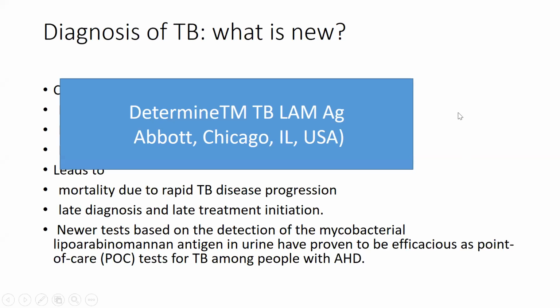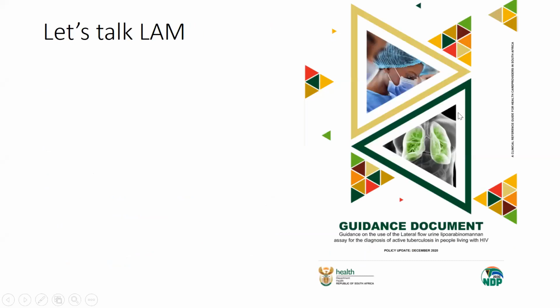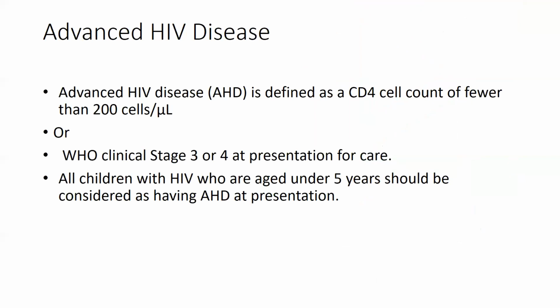My concern has always been, in the old days, we used to say the smear is negative, this patient doesn't have TB, even in the face of clear and overwhelming clinical evidence that they did. And I'm concerned that if we use LAM inappropriately, the same thing will happen. I got my patient to pee on the stick. He peed on the stick and I didn't find anything, so he doesn't have TB. But let's talk about the guidelines for the use of LAM in South Africa.